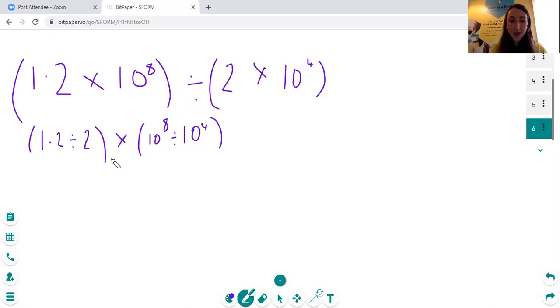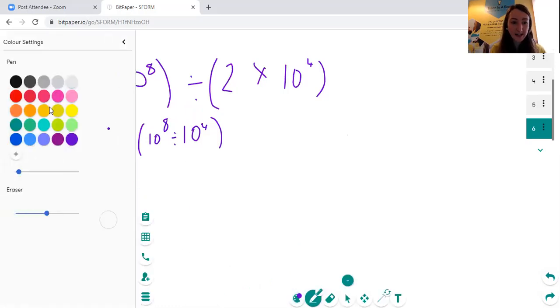So we then do 1.2 divided by 2. So imagine that is 12 divided by 2. So 12 divided by 2 equals 6. So then 1.2 divided by 2 is 0.6. To get 0.6 as our beginning number, times, and then it's 10 to the power of 8 divided by 10 to the power of 4.